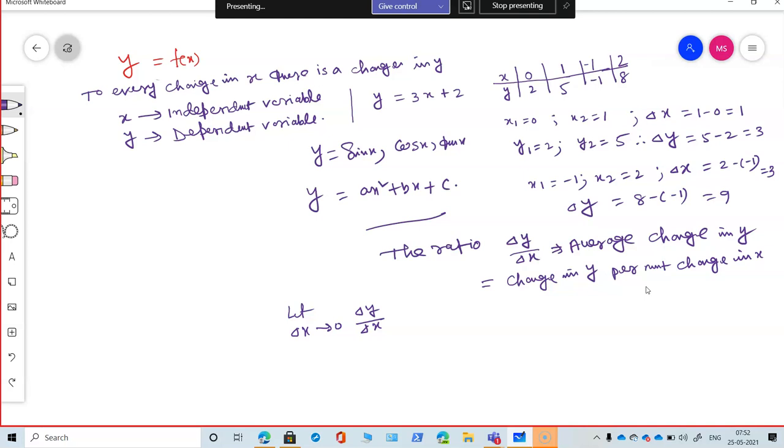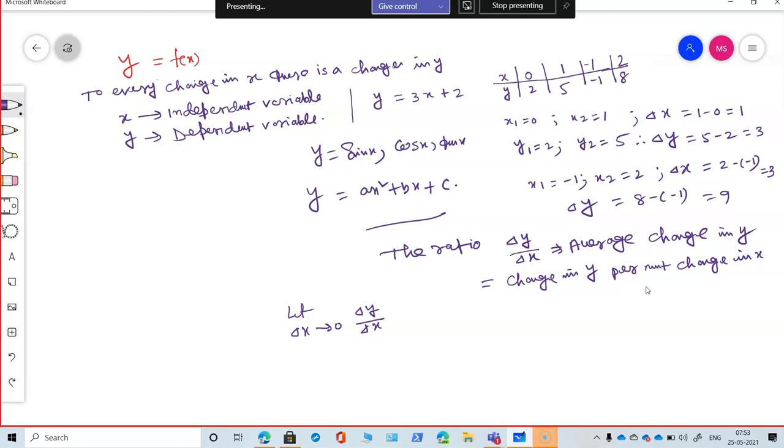So delta x tending to 0, you will remember that manner. It is a very small quantity tending to 0. Its value is like that. How small? That is 0.00000. After many places you are putting simple 1 over there. Delta x is something like that.